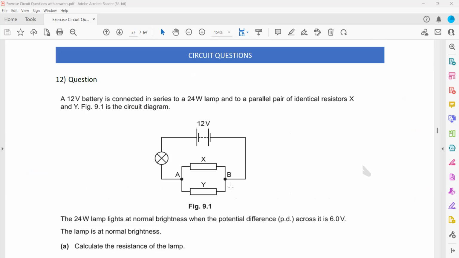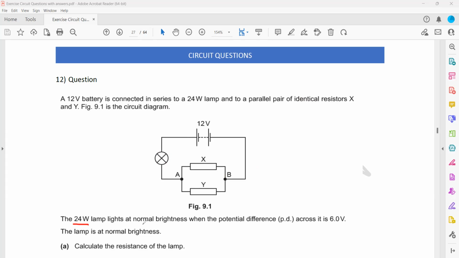Then another question from circuits. A 12-volt battery is there, and it is connected to a 24-watt lamp, and there's a parallel pair of identical resistors X and Y. They have equal resistance. But you cannot write 12 and 12 across them. This is wrong. Why? Because there is another component in series before that. So some voltage will be across the lamp and the remaining voltage between X and Y. X and Y will have the same voltage, but the remainder is across the lamp.